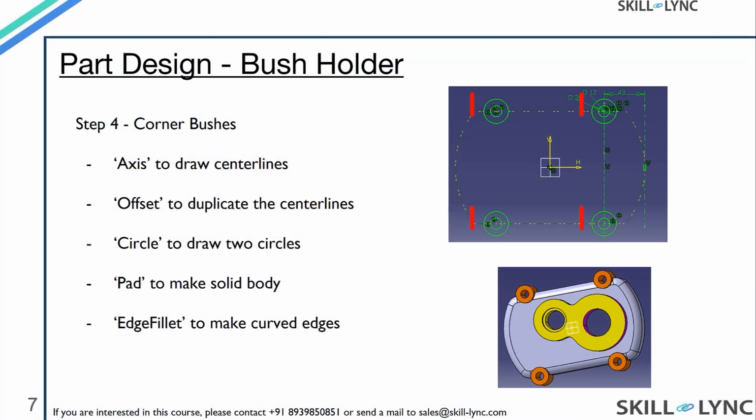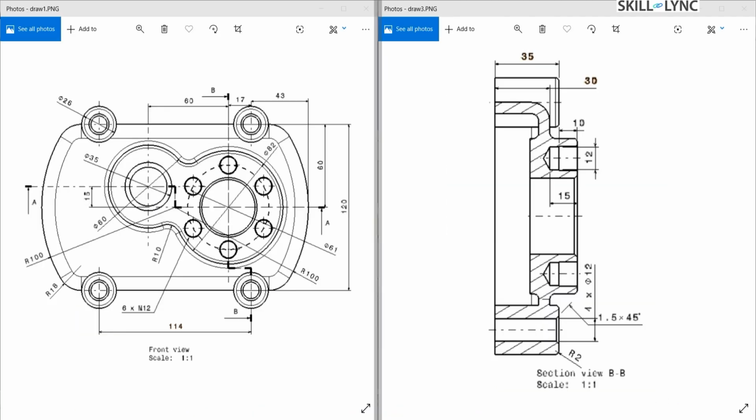To create these corner bushes, we shall use commands like axis, offset, circle, pad, and edge fillet. If we look at the top view of the drawing, we can understand that the outer diameter of the corner bush is 26 mm. The center of the corner bush on the top right side is at a horizontal distance of 43 mm from the right end of the base. The horizontal distance between the centers of two corner bushes is 114 mm. Height of the corner bushes is 35 mm from the bottom of the base.